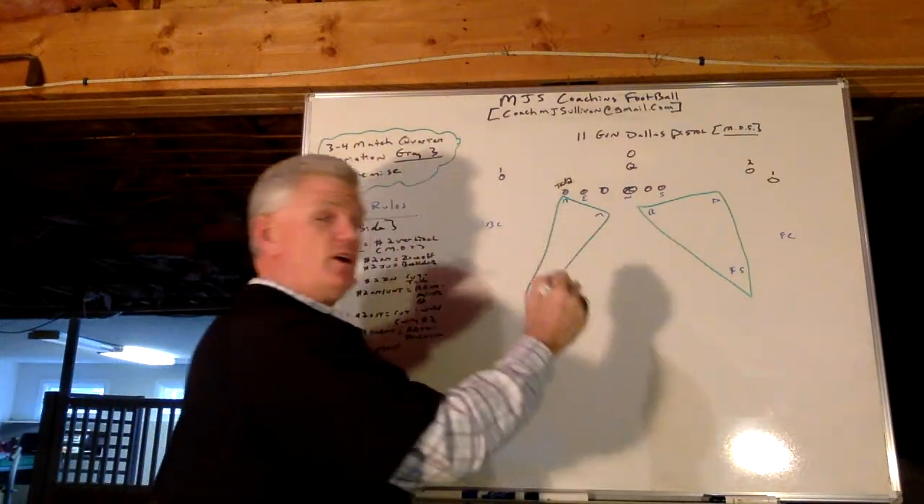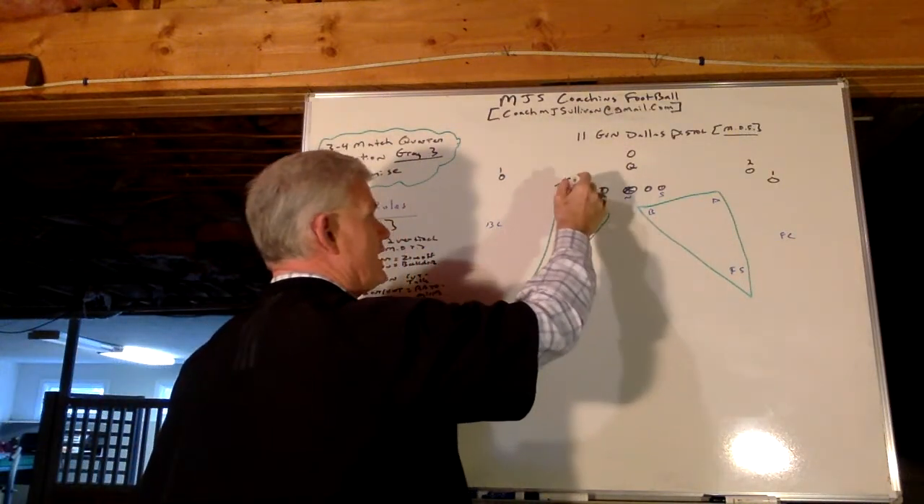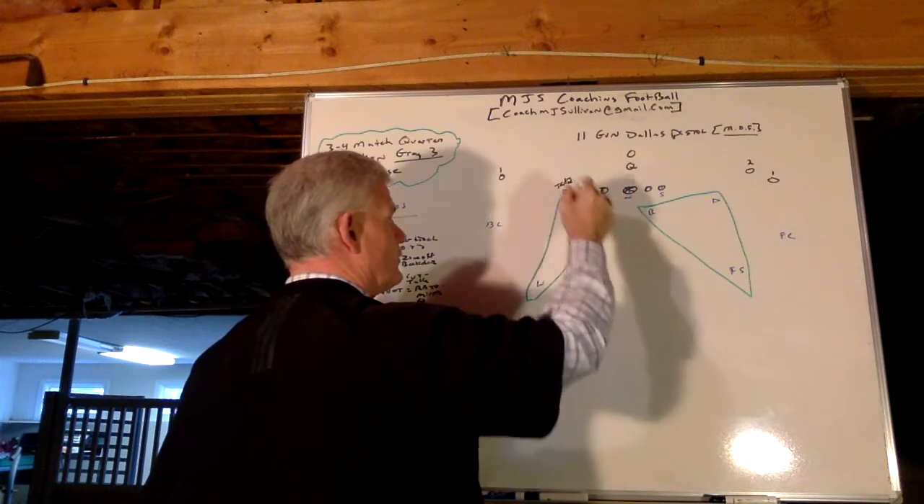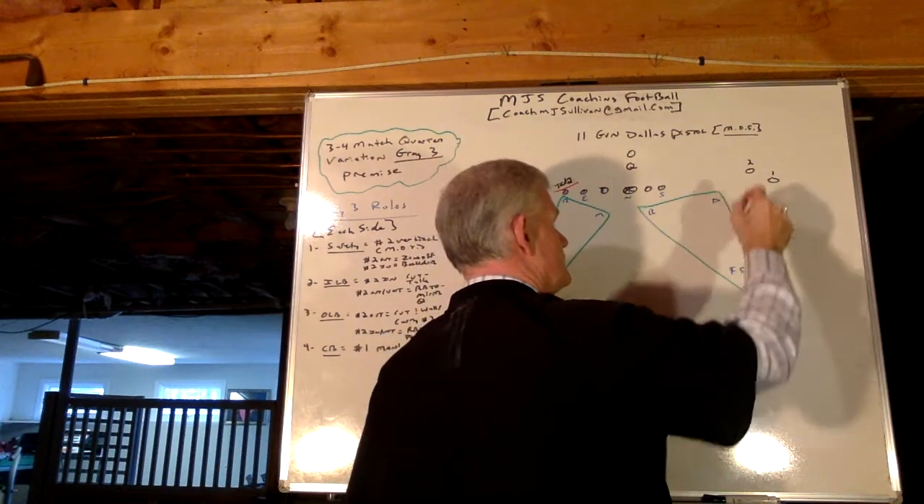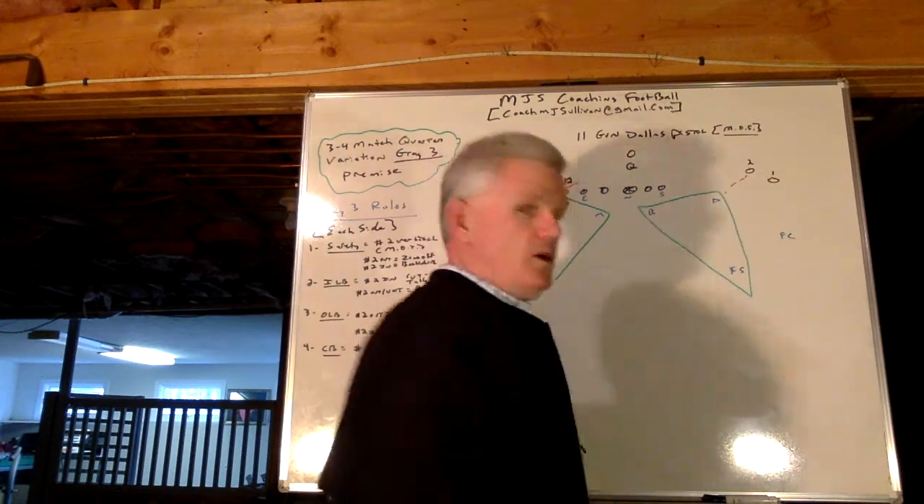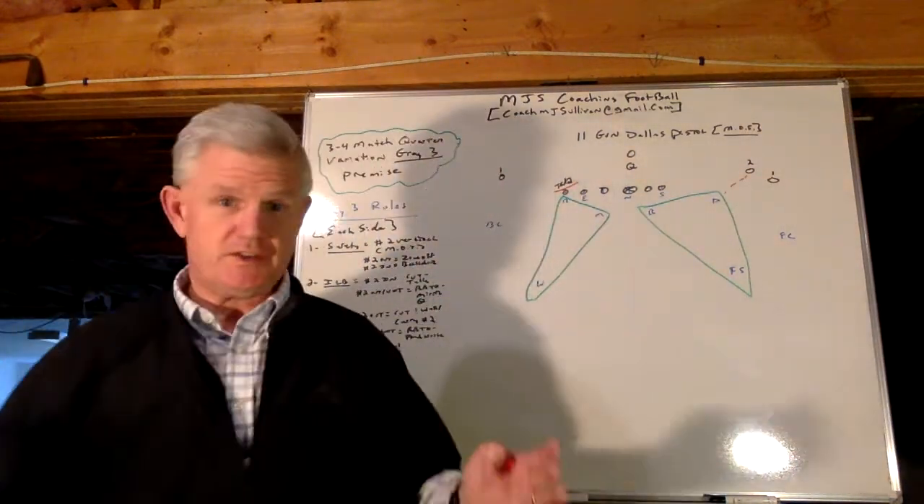The reason we call it Gray 3 is we have 3: outside, inside, and safety are all reading number 2. Inside, outside, and safety, all reading number 2. So that stays the same.